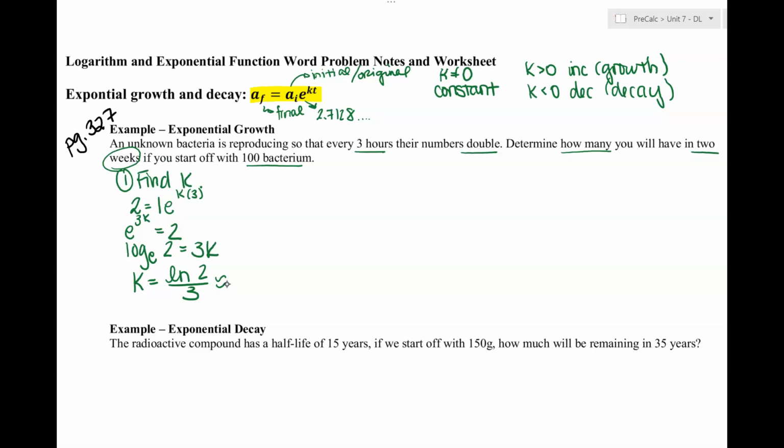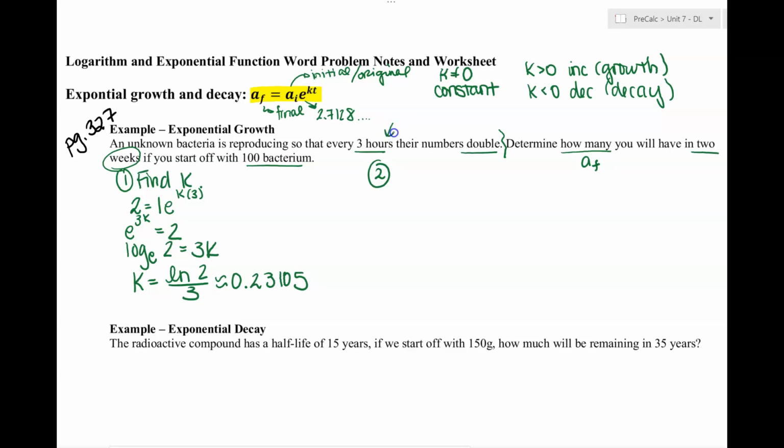I'm going to round out to 5 decimal places. Your answer is way more accurate. I want you guys to get into the habit of that. So it's approximately 0.23105. Sweet. So the first sentence has been used. Then it's being asked, determine how many we'll have. So how many is A sub f? How many we're going to have in 2 weeks?